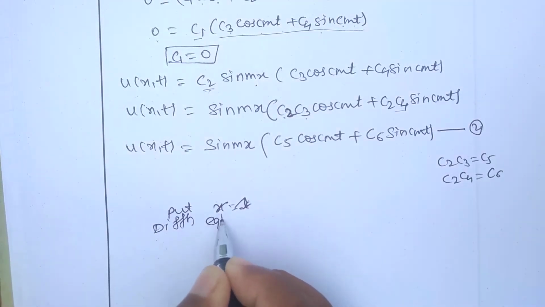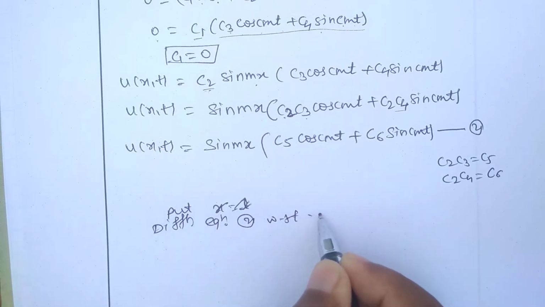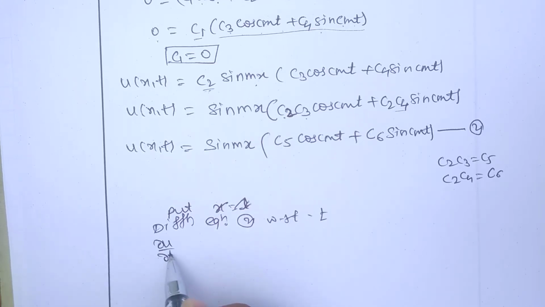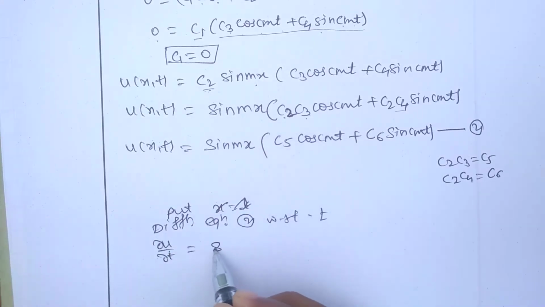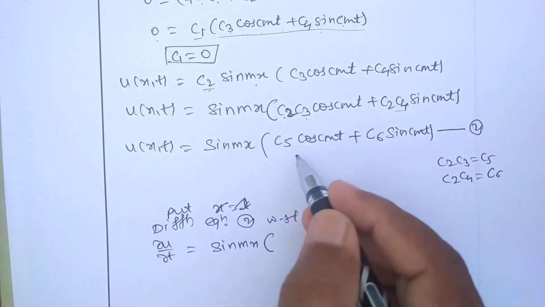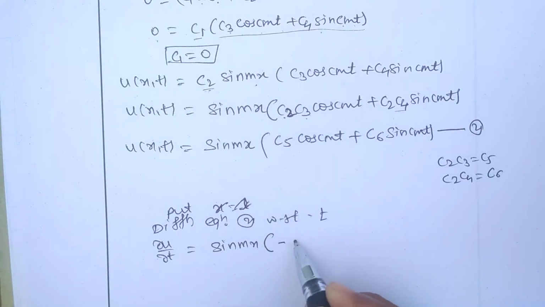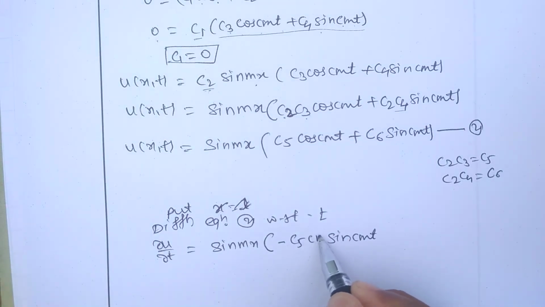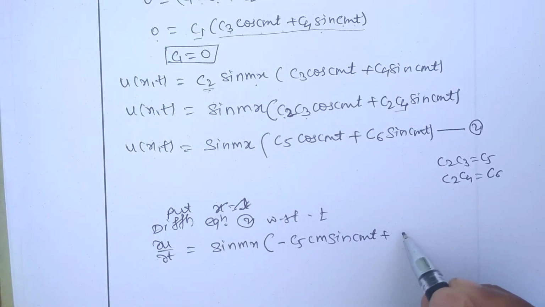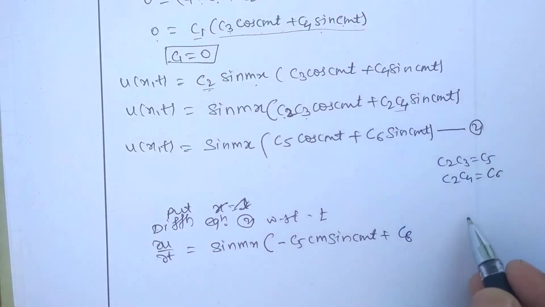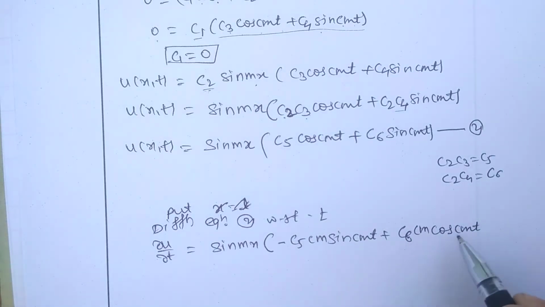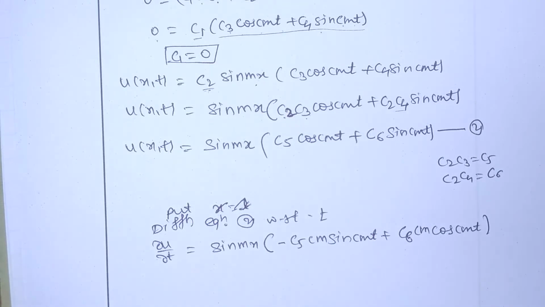Differentiate equation 2 with respect to t. So we will get ∂u/∂t equals sin mx as it is, into bracket, derivative of cos is minus sin, so minus c5 sin cmt into the coefficient of t, that is cm, plus c6, derivative of sin is cos, cos cmt into the coefficient of t, cm, multiplied to it. So this is the derivative.